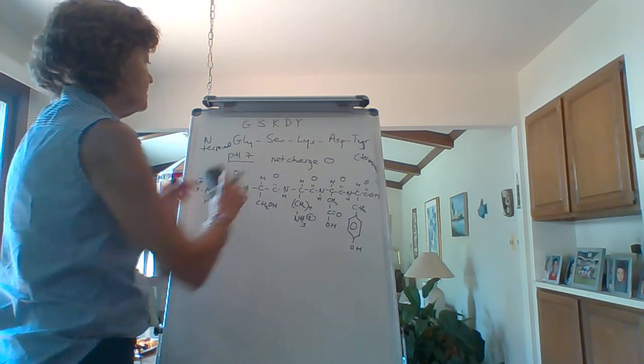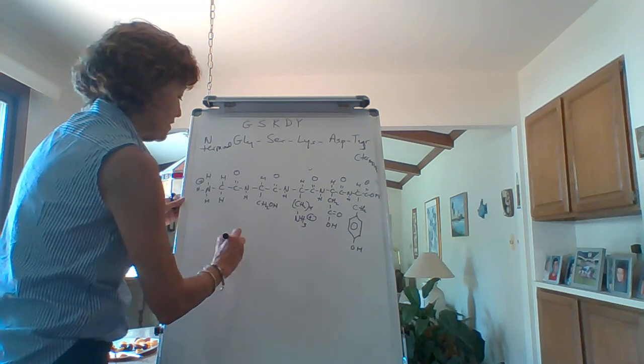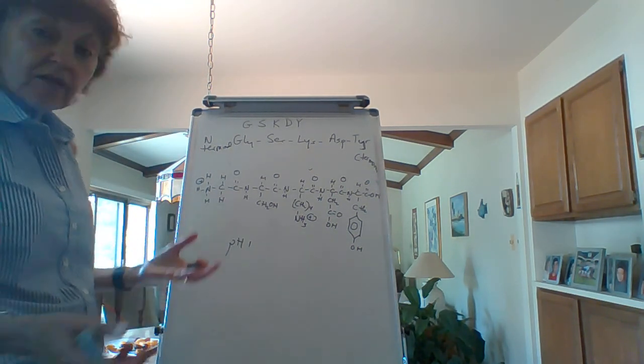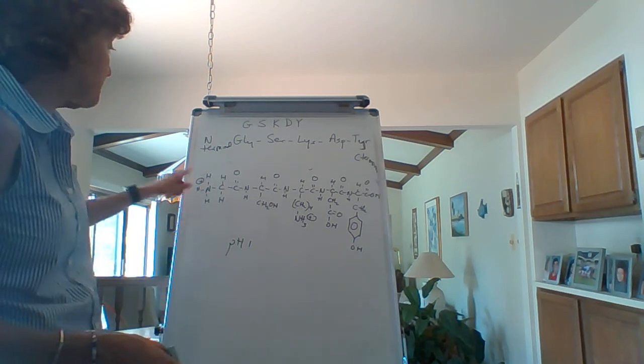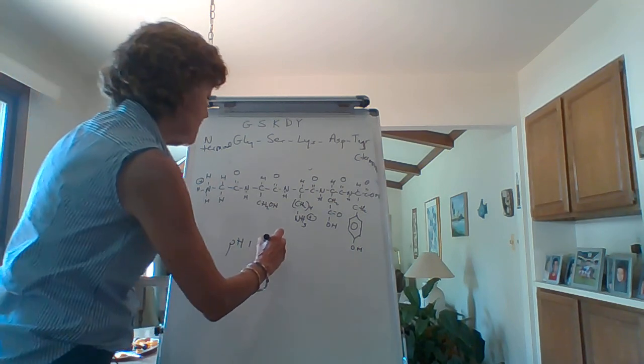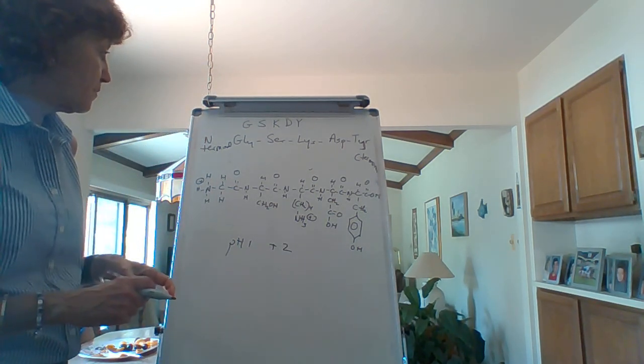So now we're not at a pH of 7 anymore. We're at a pH of 1, super acidic. What would the net charge of the pentapeptide be? You can see that there are 2 pluses, there are no minuses. This pentapeptide has a net charge of +2.